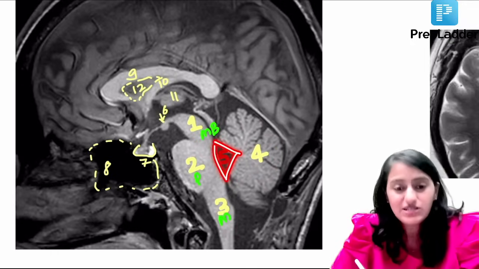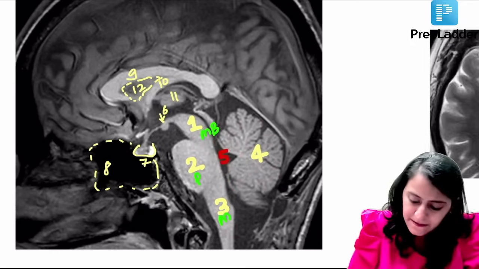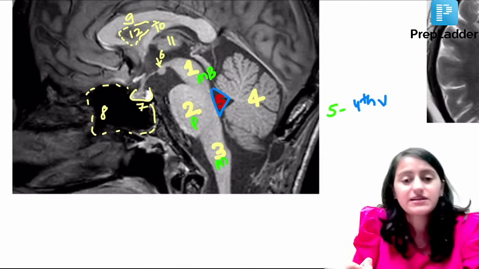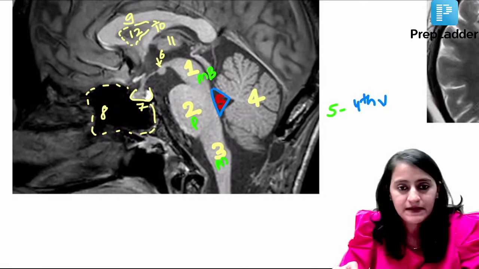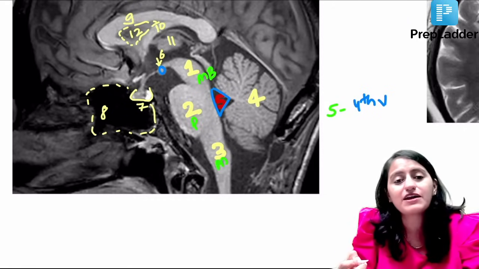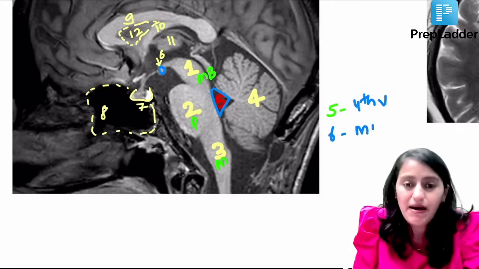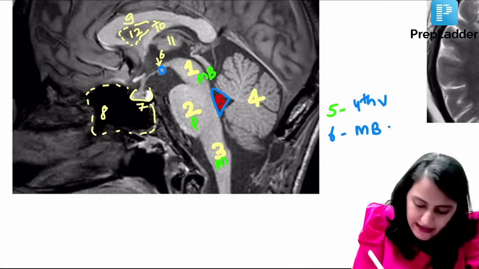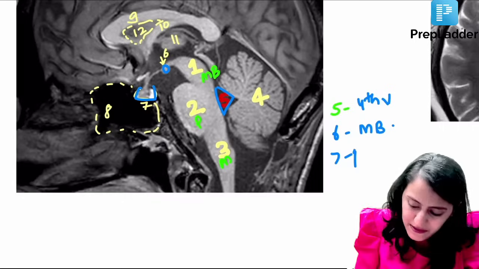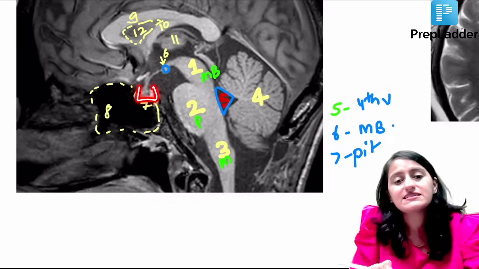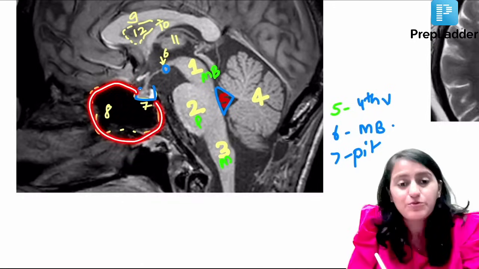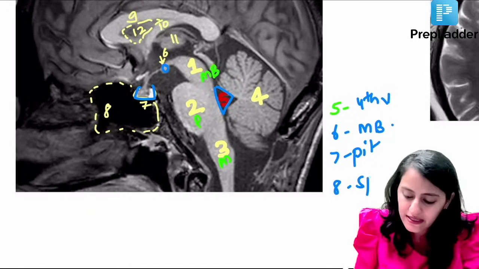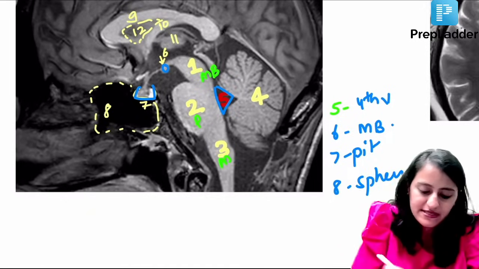And what is this structure labeled 5 triangle which you are seeing here? The structure labeled 5 is the fourth ventricle, that triangular area between the pons and the cerebellum. What is the structure labeled 6 in front of midbrain? That is the mammillary body. MB, mammillary body in front. Number 7 here, this is going to be the pituitary gland. Right, in the sella turcica, pituitary gland, and surrounding that is what sinus? Number 8 is going to be sphenoid sinus. Okay, that is the sphenoid sinus.